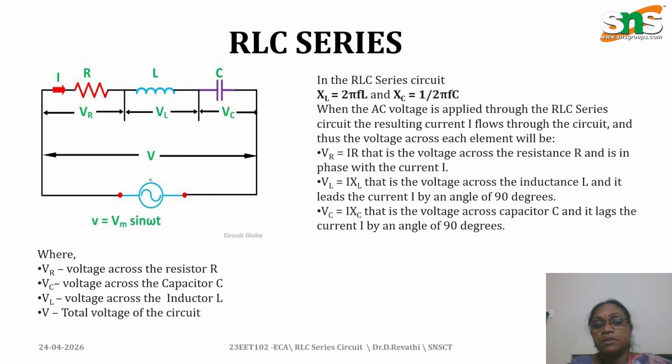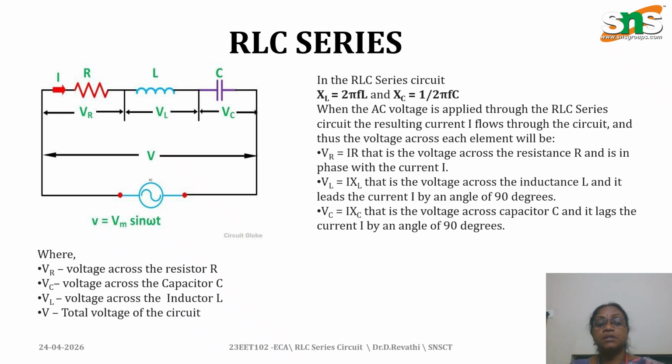The diagram consists of three elements, R, L, and C, connected across the supply voltage. The supply voltage is V equal to Vm sin omega t. The current I flowing through the resistor, inductor, and capacitor is the same. That is why it is called a series circuit.